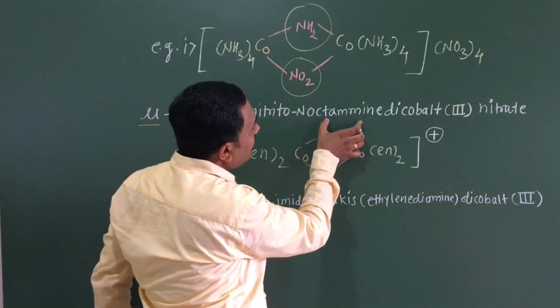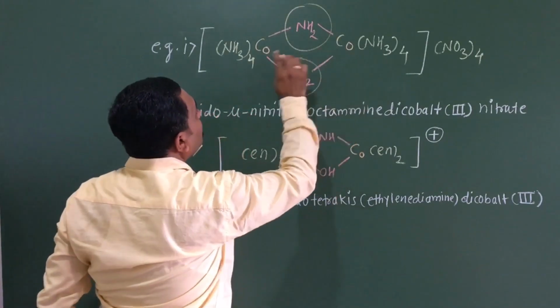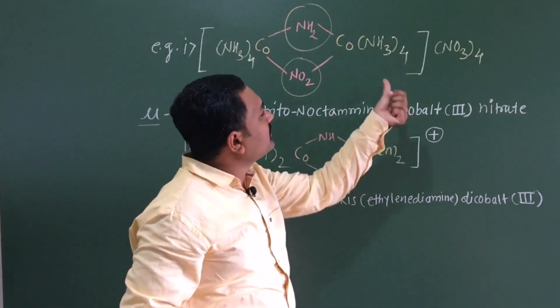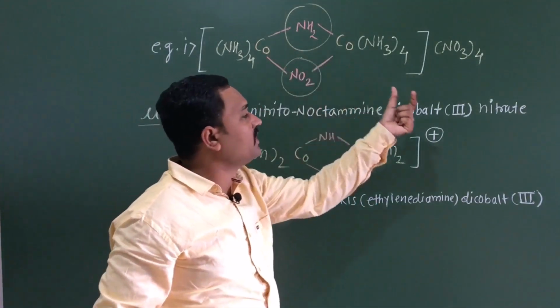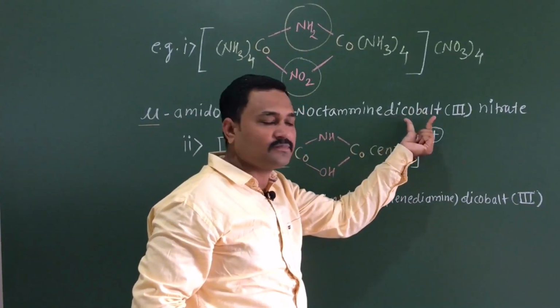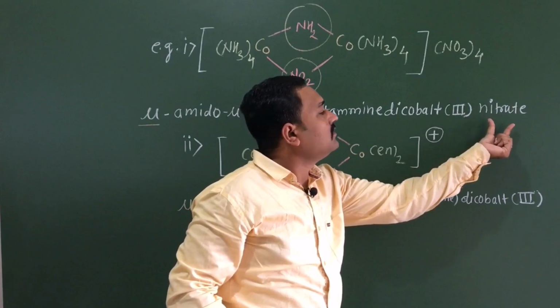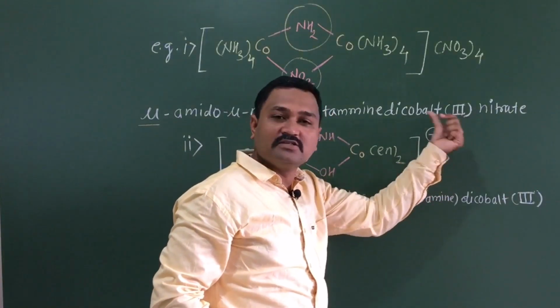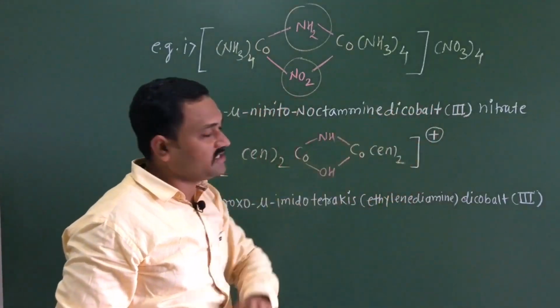Then octaammine, 4 plus 4 total 8, hence it is octaamminedicobaltate, as there are two central metal atoms, hence we use the simple prefix di, that is dicobalt. Then the nitrate, and we have mentioned after the cobalt its oxidation state.